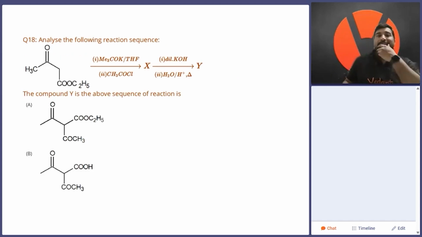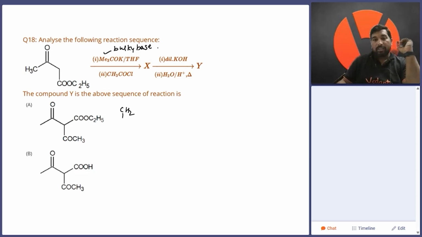Come to the next question. The next question is CH3COCH2COOC2H5. Now this is the bulky base. It will abstract the H+ ion from the less hindered side. Okay, now let's see the question. Let's solve this question. Double bond O. We can write this like that.